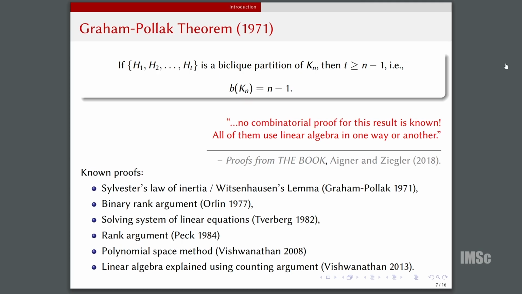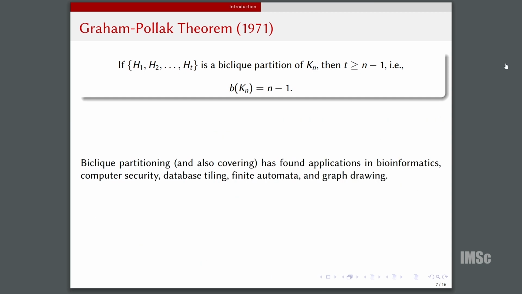So what we'll see is a proof based on a rank argument, which is my adaptation of some of the ideas that have appeared before, and one based on setting up a system of equations. So any question about the problem that we are doing so far? This particular problem, biclique partitioning, has appeared in many places, but partitioning and covering are very general problems. So that's one thing I wanted to mention. Any question about the problem we are working on?